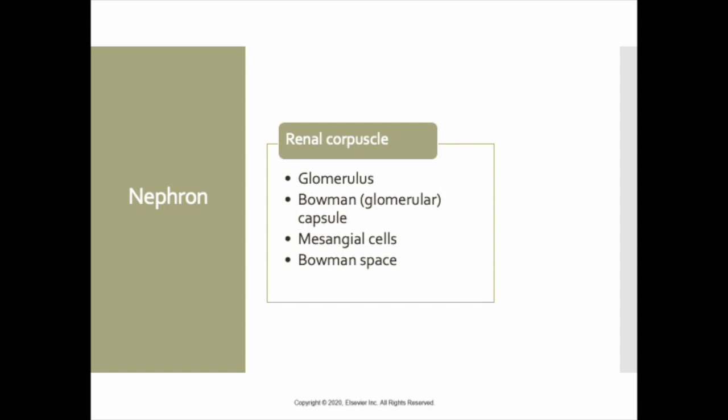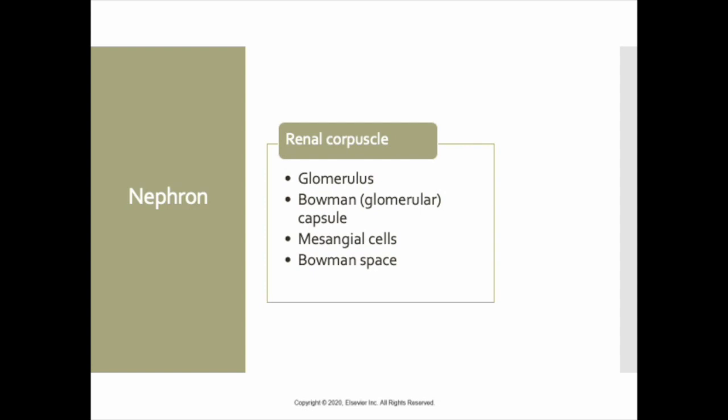So let's look at what specifically makes up the renal corpuscle. It's comprised of the glomerulus, the glomerular capsule, sometimes called the Bowman's capsule, mesangial cells, and the Bowman's space. The glomerulus is a tuft of capillaries, and they loop around that Bowman's space. And it pushes around like if you were kneading dough.